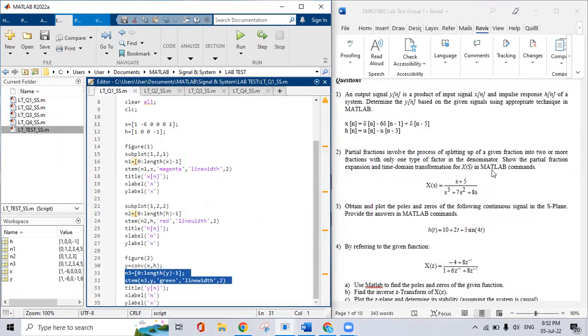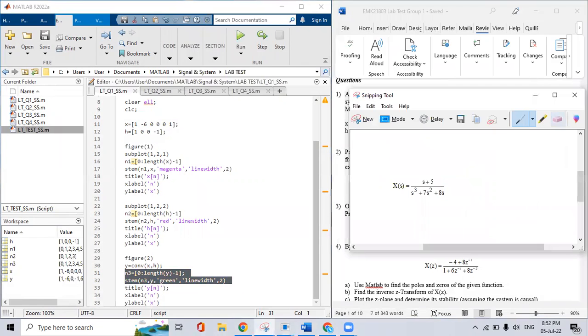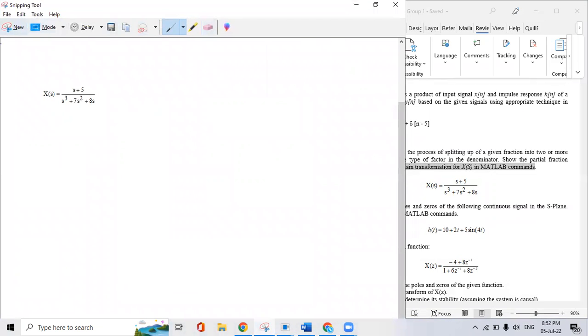The next question requires us to perform a partial fraction, because we need to show the partial fraction expansion, and then we convert the s domain into the time domain. So, what is a partial fraction? Let me give an example.